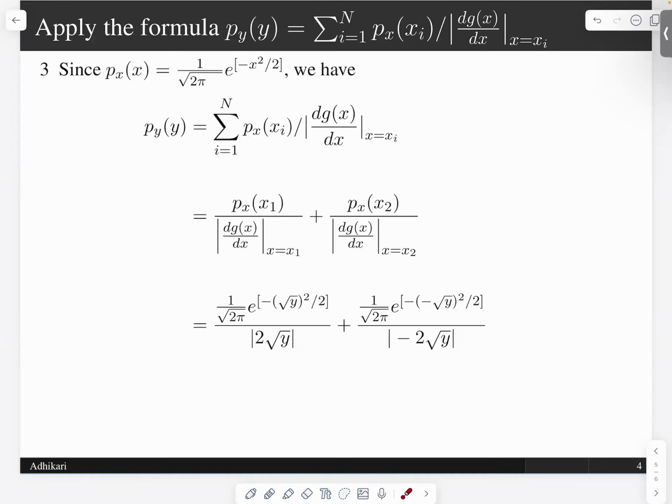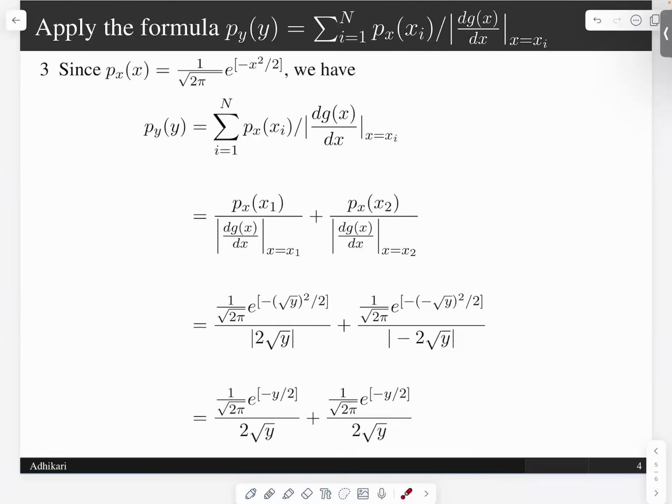Now we can see that we can take the square of the square root and we get a y. Here also we get a y. The minus sign can be removed because we have the square. And we can get rid of the magnitude because y is always going to be a positive number. Square root of y is also going to be non-negative. So we can get rid of the magnitude here. Similarly, we can get rid of the magnitude and the negative sign as well. So once we do that, we get this expression.